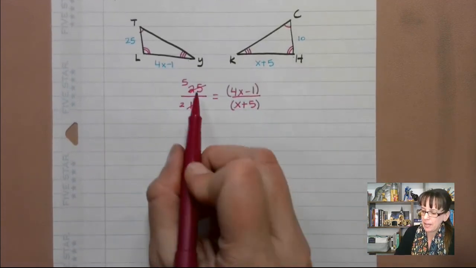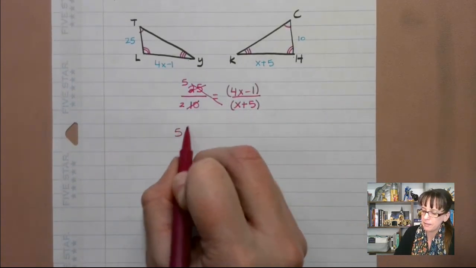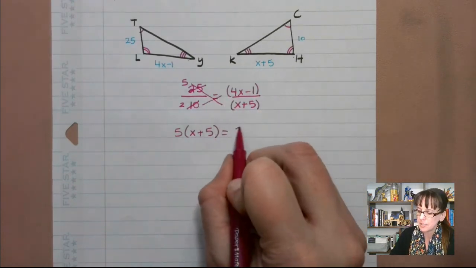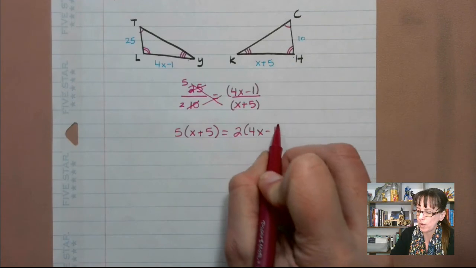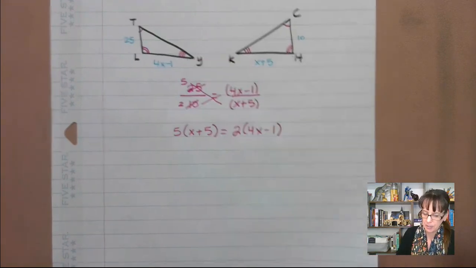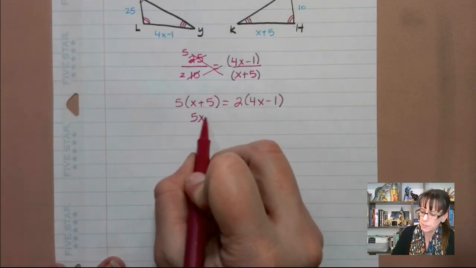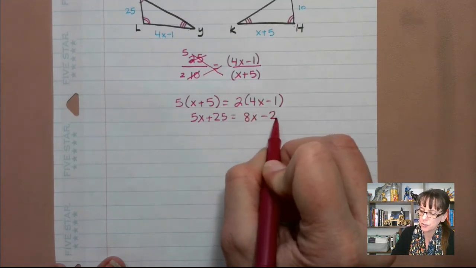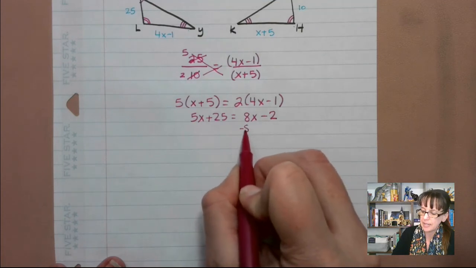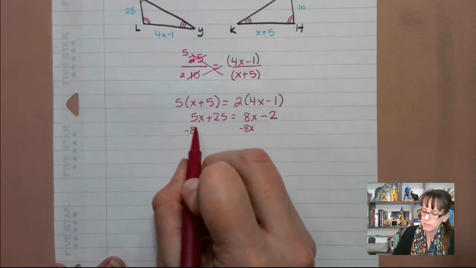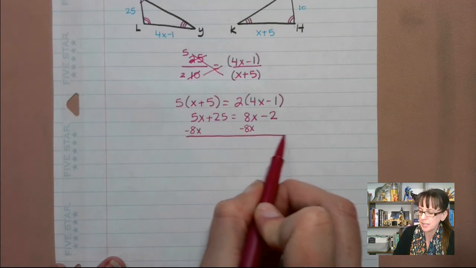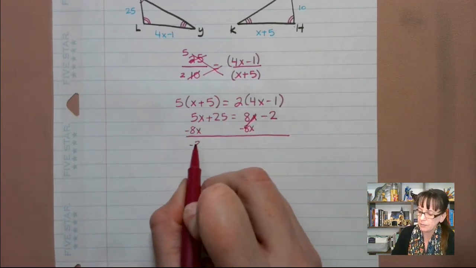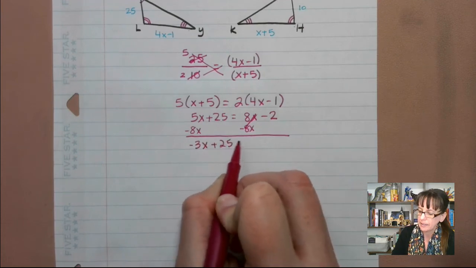So if we take 5 times all of x plus 5, that equals 2 times 4x minus 1. Okay, now we're ready to distribute. 5x plus 25 equals 8x minus 2. We're going to subtract 8x from both sides. I always deal with my variables first, just in case my answer is 0. It gets kind of confusing if it is. So we get negative 3x plus 25 equals negative 2.